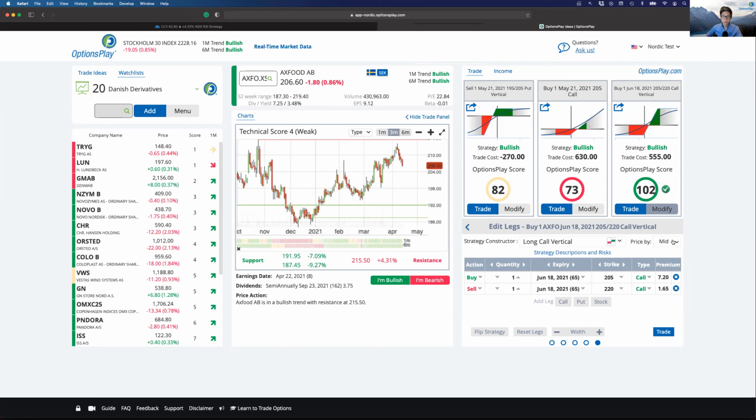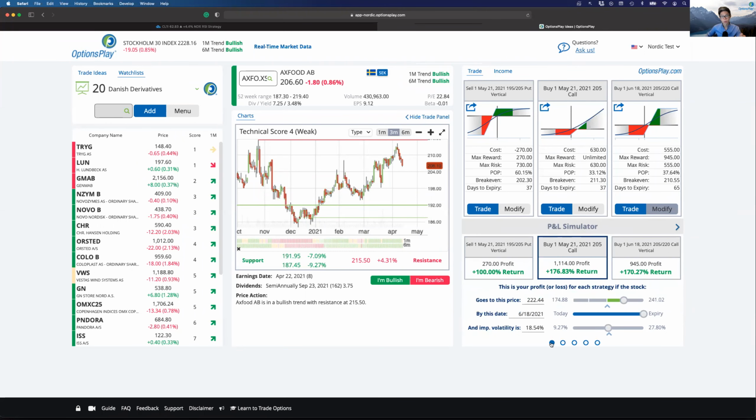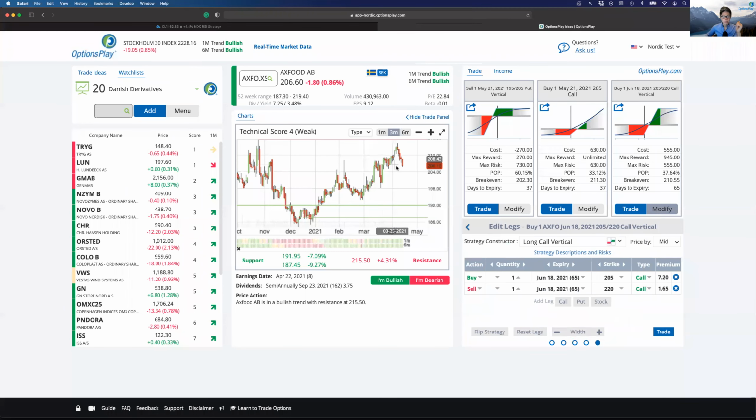The trade structure I was looking at is a call vertical, going out to June and buying a 205, 220 call spread. That cost me 555 crowns. This is risking 555 crowns to potentially make 945 crowns if you see Axe Foods break back above towards that 220 level. Having roughly a 2-to-1 risk to reward ratio using a call spread like this makes sense from my perspective.